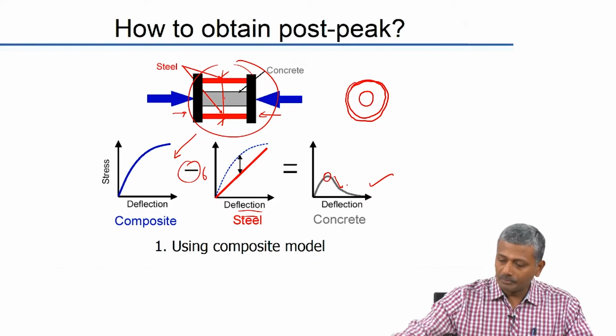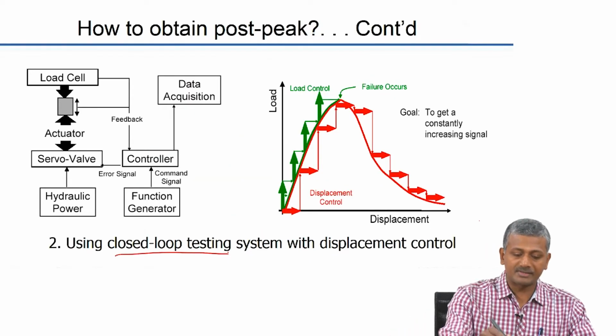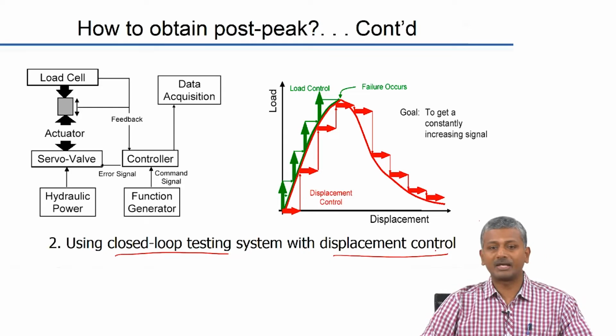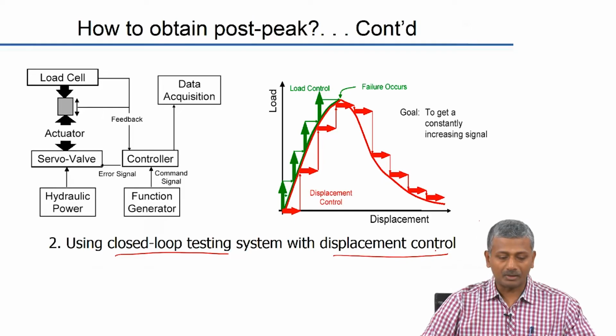Okay. So, what we generally tend to do is use what is known as a closed loop testing system with displacement control for the actual determination of the stress strain response of concrete. Okay. So, what does this mean?